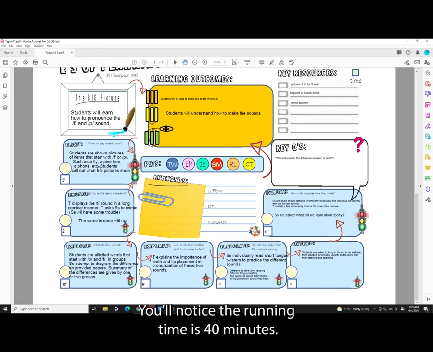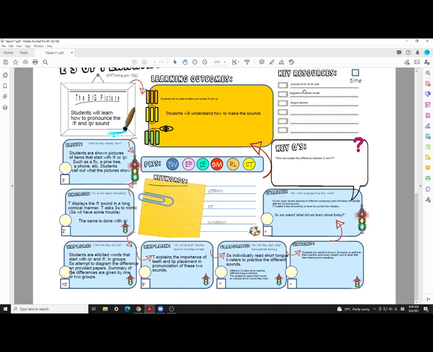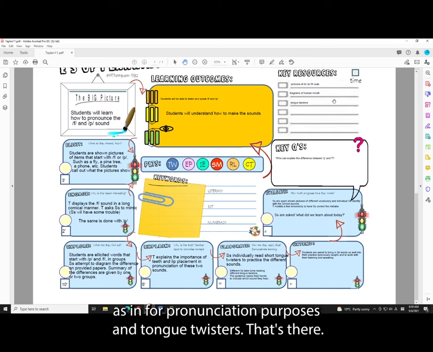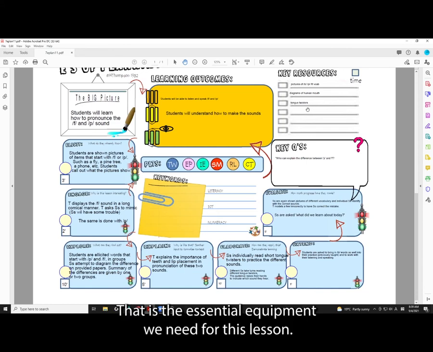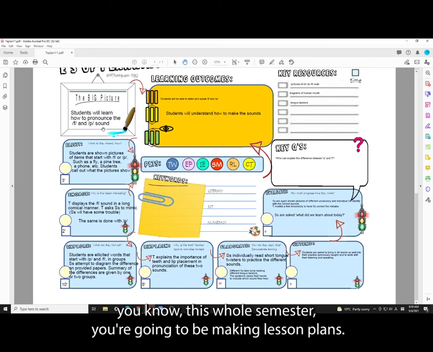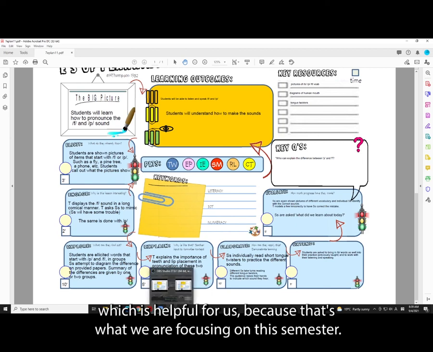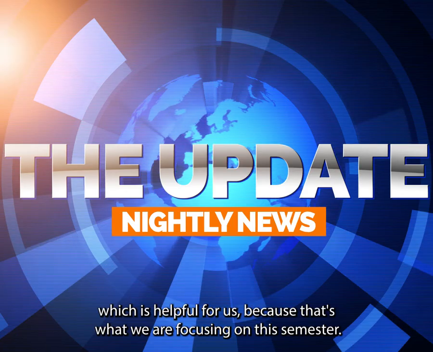You'll notice the running time is 40 minutes. Key resources, which I forgot to mention at the beginning: pictures of B, P, and F vocab, diagrams of the human mouth, as in for pronunciation purposes, and tongue twisters. That is the essential equipment we need for this lesson. So throughout this class, this whole semester, you're going to be making lesson plans. And so this is an example of one such lesson. And it focuses on pronunciation, which is helpful for us because that's what we are focusing on this semester.